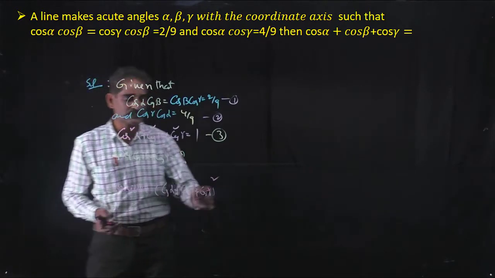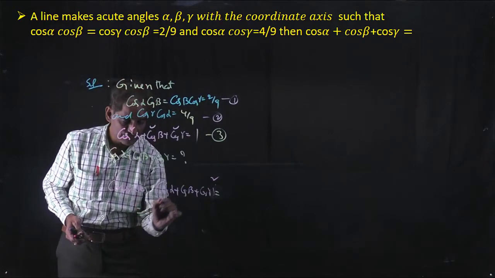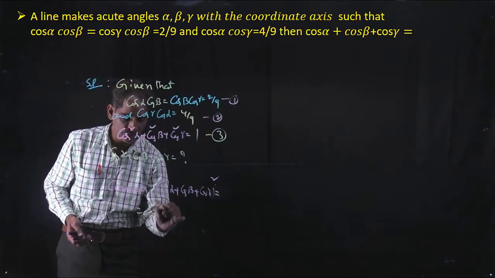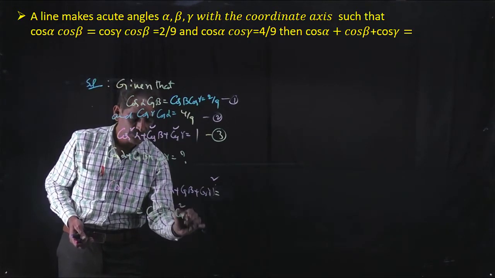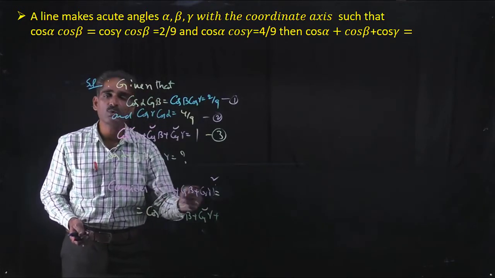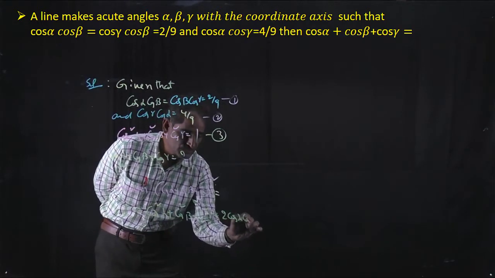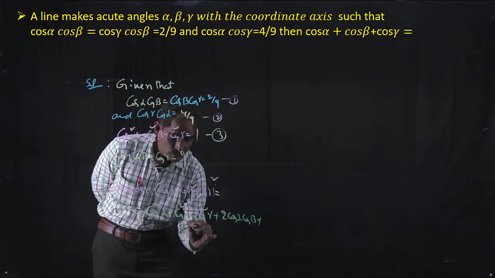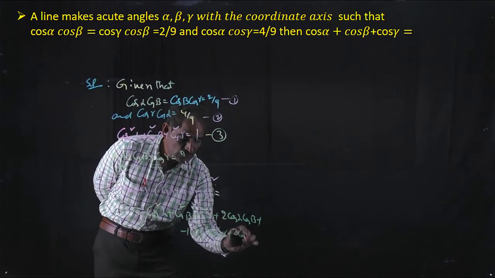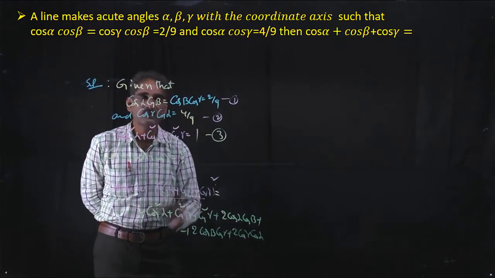Just consider this expression. What is the expression value? This is in the form of (a + b + c) whole square. Write down the (a + b + c) whole square formula: a square plus b square plus c square plus 2ab, 2bc, 2ca. That is, 2 into cos alpha cos beta plus 2 into cos beta cos gamma plus 2 into cos gamma cos alpha. These are the terms from this expression.